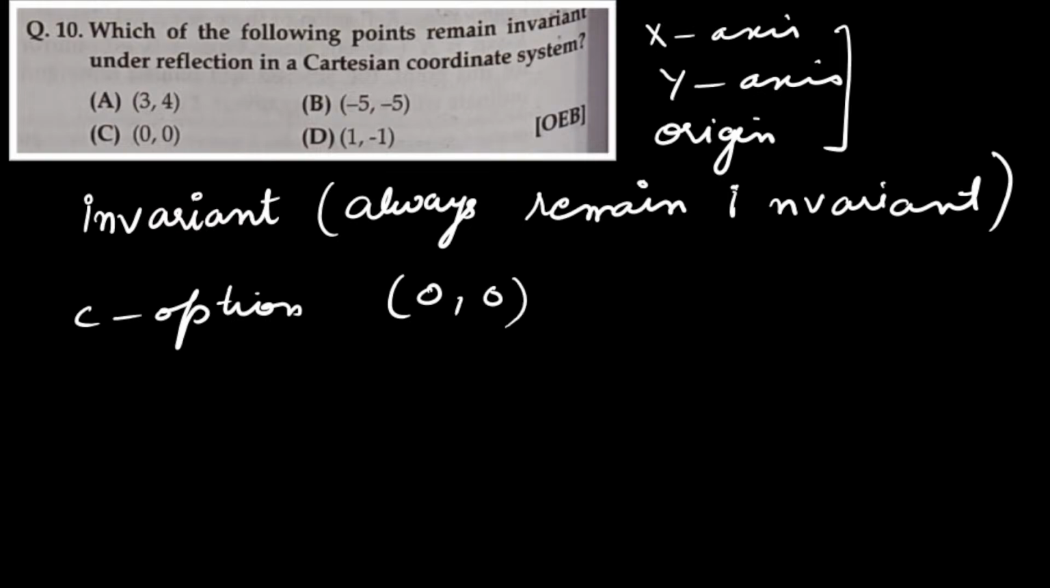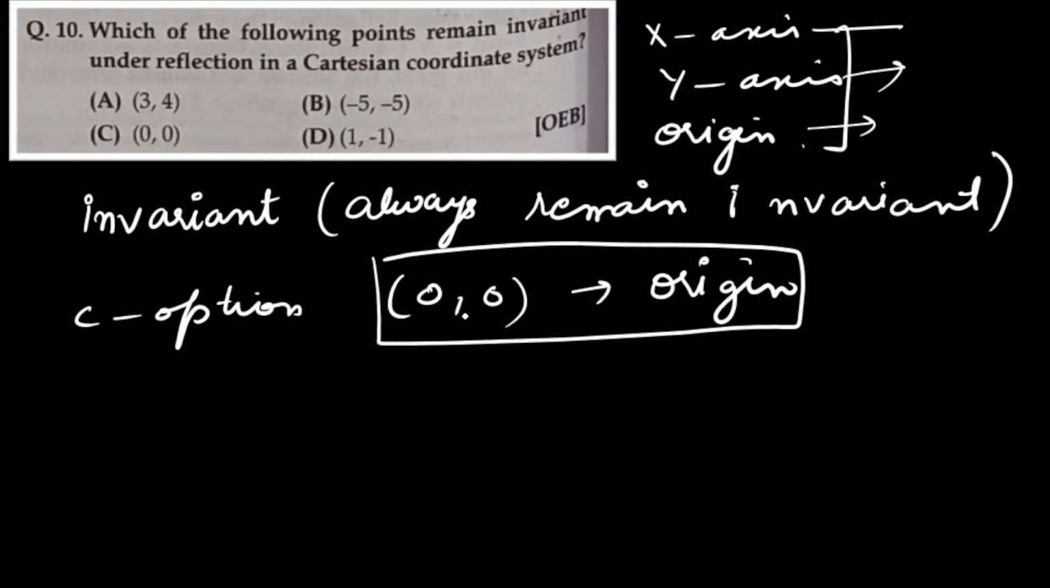Yes, Likta has given the answer, option C. So what is option C? We have option C, origin. (0, 0) is the origin. I have explained that origin will always remain invariant, whether you are doing reflection in the x-axis, y-axis, or origin itself. It will not change. If you are doing its reflection in the x-axis, still it will be (0, 0), because in the x-axis y should change.